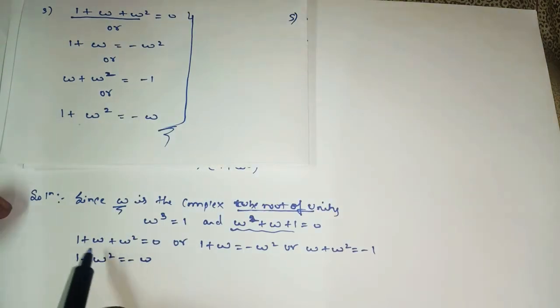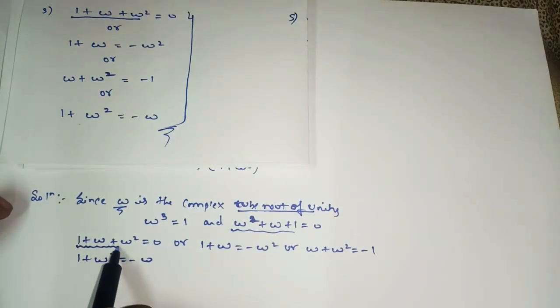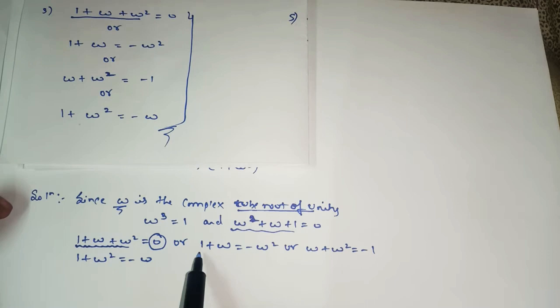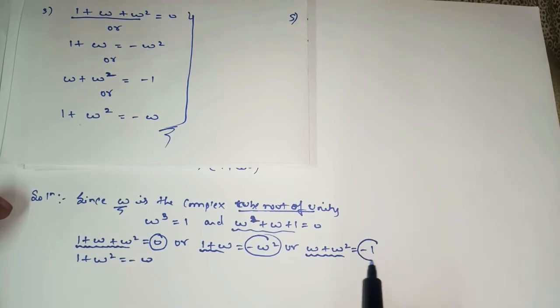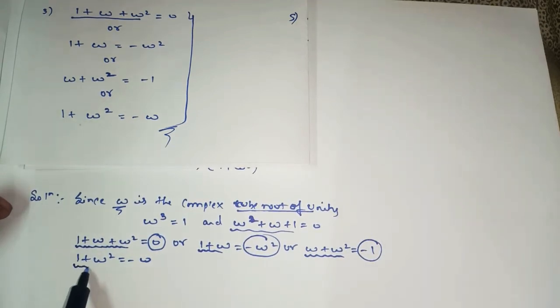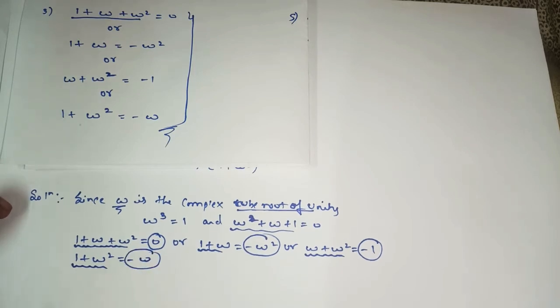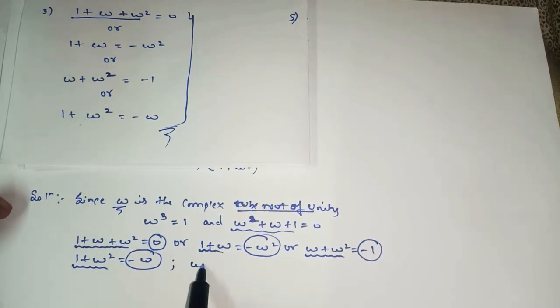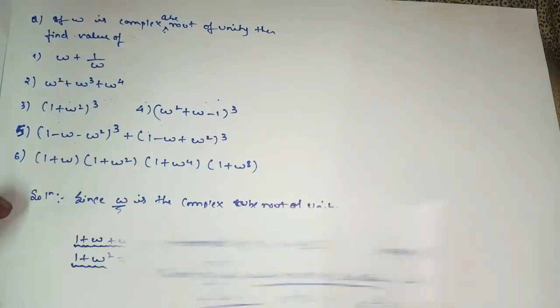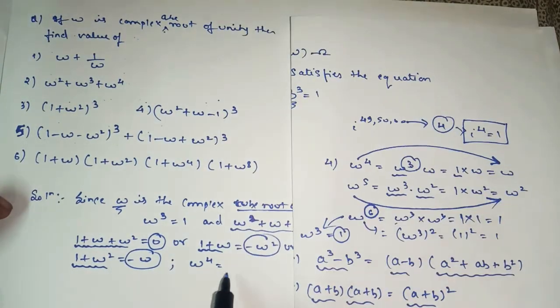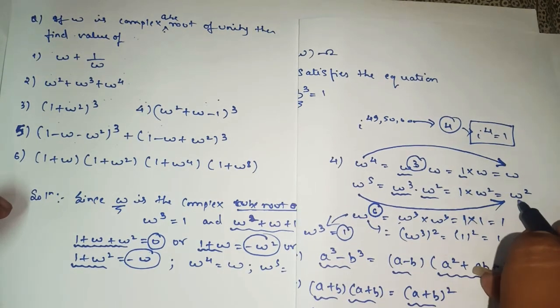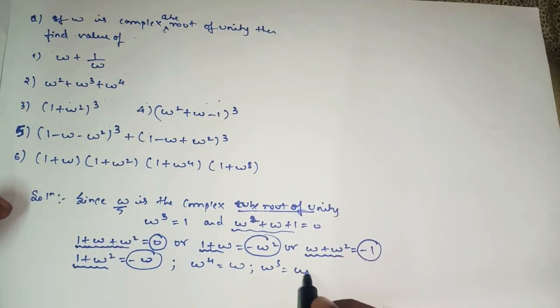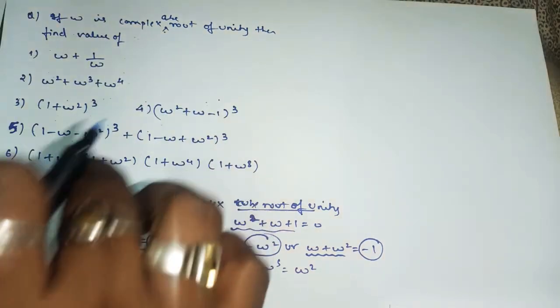So whenever in the question you come across 1 plus w square, you will write 0. In place of 1 plus w, you will write minus w square. In place of w plus w square, you will write minus 1. And whenever you come across 1 plus w square, you will write minus w. And there are some more formulas like w raised to 4, where the direct answer is w, and in place of w raised to 5, the direct answer is w square. So these are the points you have to keep in mind while solving this question.